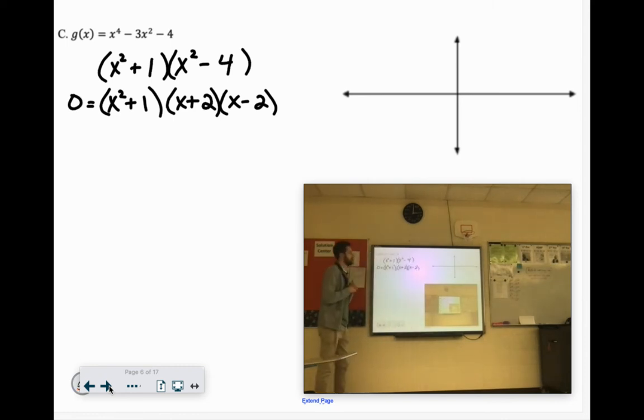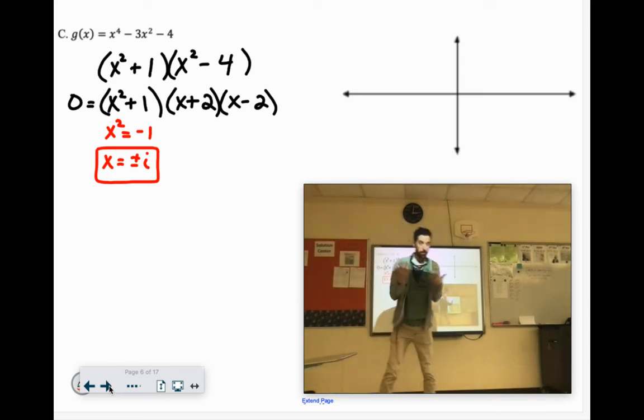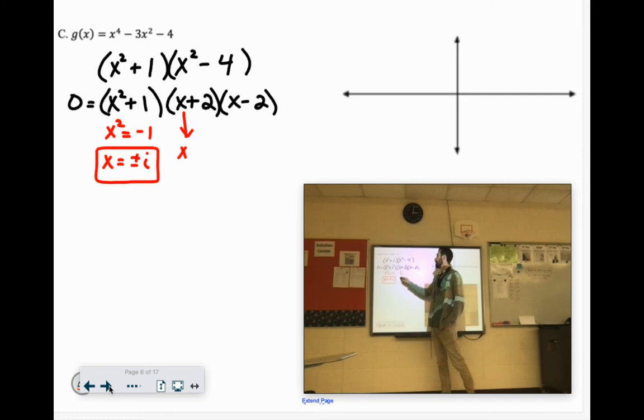But again, we run into some problems here. Because if you're solving x squared plus 1 equals 0, you would subtract the 1, and then you square root it. The square root of -1, we would say plus or minus i. We're not going to be able to graph the imaginary number system mixed in with the regular numbers. So we're not going to be able to graph this one currently. Well, let's figure out the other x's. So it's also going to cross at -2 and +2.